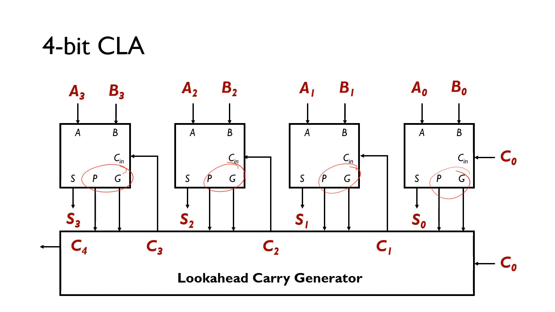So C in here is not coming from C out of the previous stage like it was before. We're getting the carries from this lookahead carry generator, which we essentially know after just a couple of gate delays at the beginning.